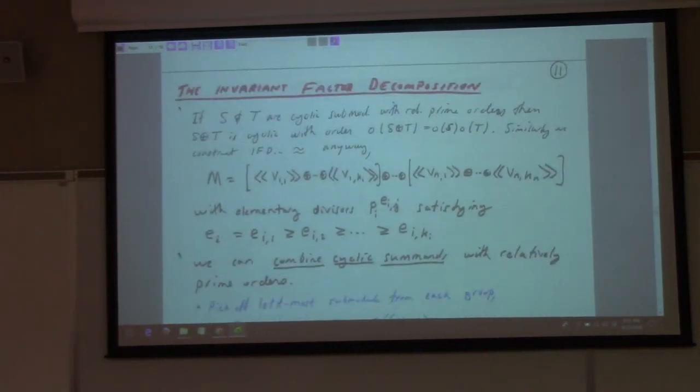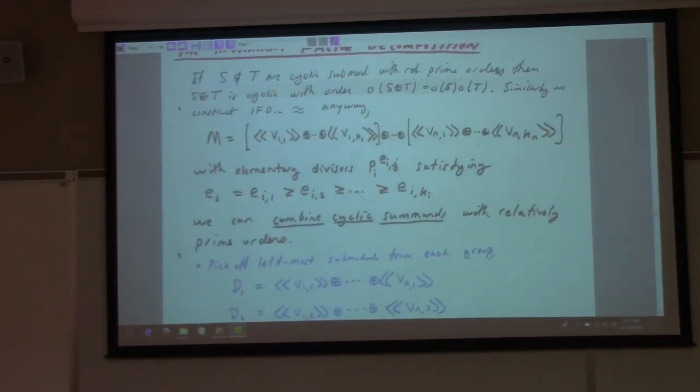That may or may not make sense to you yet. Maybe this will help. If S and T are cyclic submodules of relatively prime order, then the direct sum of S and T is cyclic, with the order being the product. So the point is, we can keep track of the order of a direct sum as long as we collect relatively prime orders.